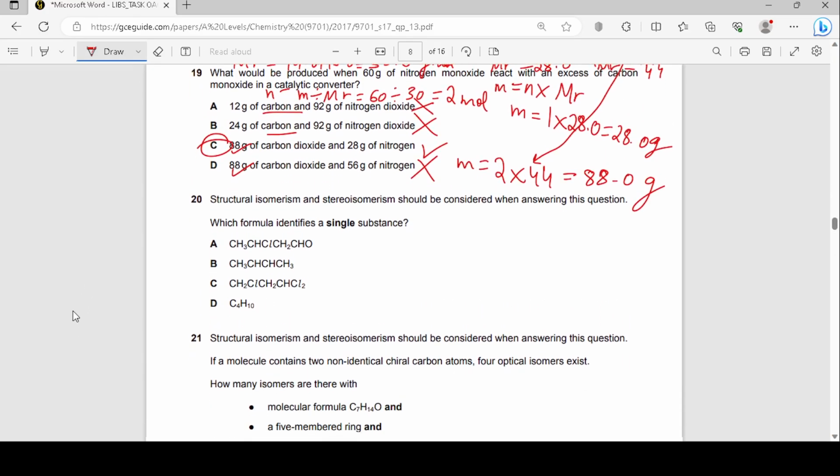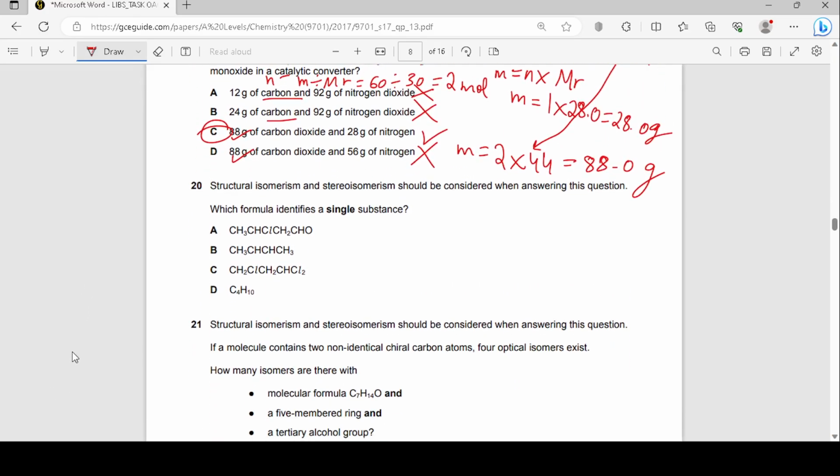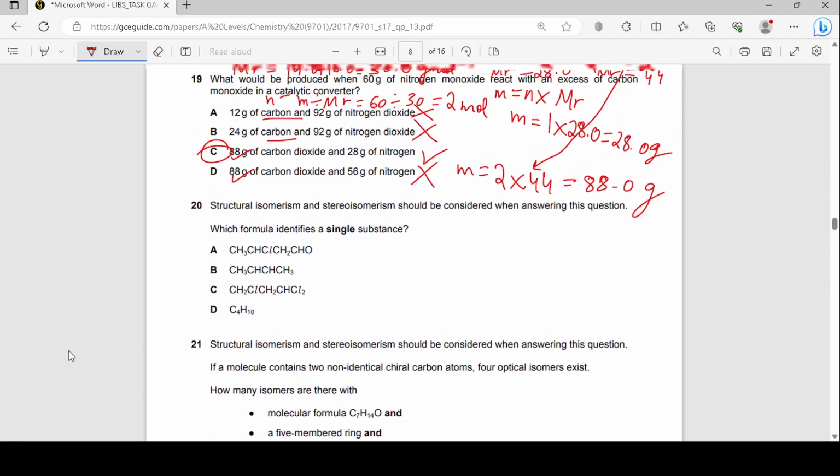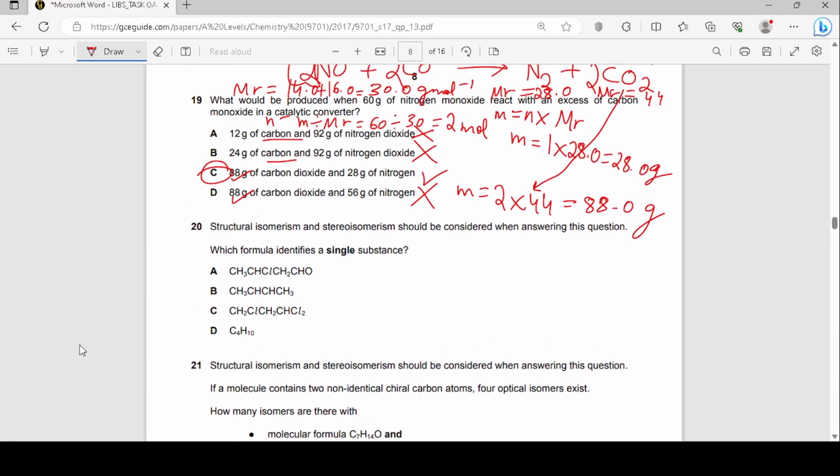Structural isomerism and stereoisomerism should be considered when answering this question. Which formula identifies a single substance? Okay, so we have CH3, CHCl, CH2, CHO. So let me draw that out. So there's 1, 2, 3, sorry, 1, 2, 3, 4. So four carbons in the main chain, and then you have CH3, CHCl, and then you have CH2CHO. So this is an aldehyde.